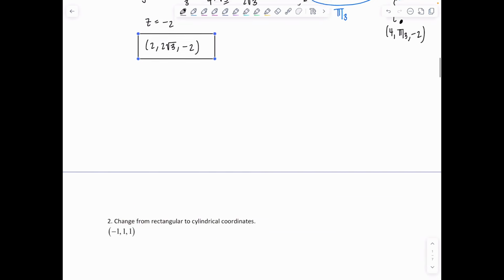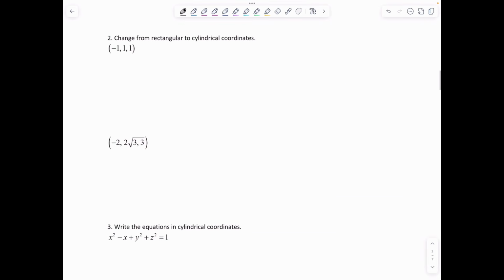Let's look at another example. Change from rectangular to cylindrical coordinates. So we don't need to graph, we just need to convert. So this is currently in x, y, z, rectangular. Okay, so first we're going to find r. Remember, r squared is equal to x squared plus y squared. So that's going to equal negative 1 squared plus 1 squared, which is 2.